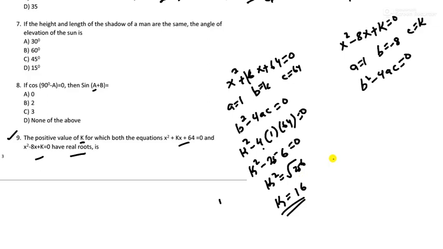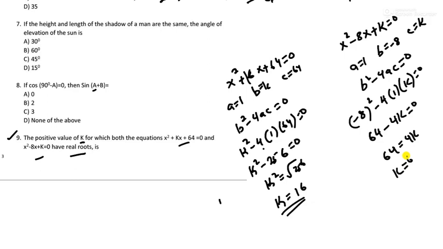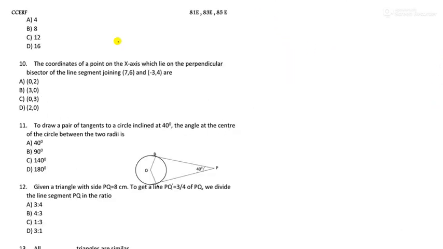16. Okay. Now similarly here it is minus 8 square minus 4 into 1 into k, which is equal to 0. So this is 64 minus 4k equal to 0. So 64 is equal to 4k. So k is equal to 64 by 4, which is 16. So our answer is 16. Let us check the options. You can look at the answers here: 4, 8, 12 and 16. So option number D is the right answer.